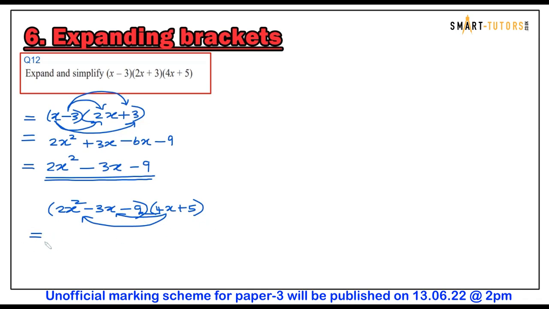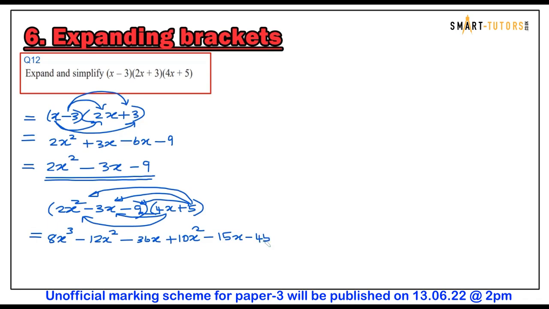So 4x times 2x squared is 8x cubed, minus 12x squared, minus 36x. Plus 5 times, you need to multiply the 2x squared, 5 times minus 3x, and 5 times minus 9. So 5 times 2x squared is 10x squared, minus 15x and minus 45.